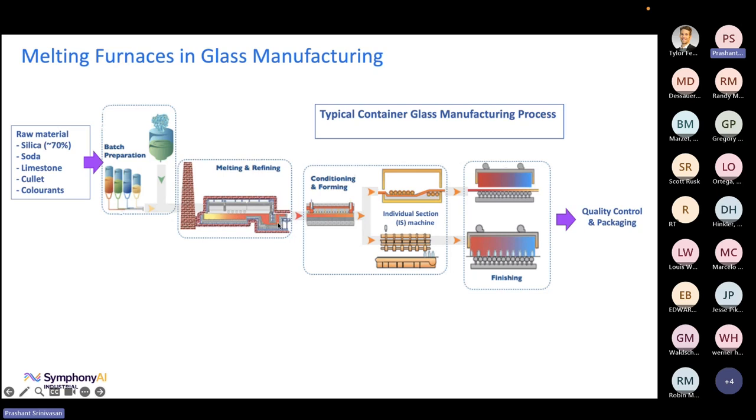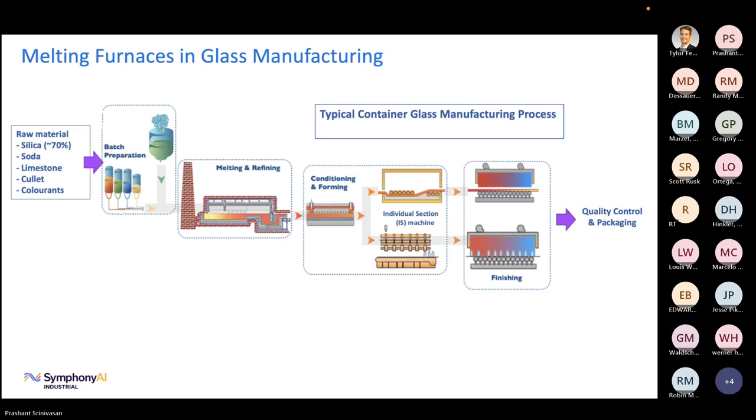Once it goes through the melting, then it comes out into a conditioning and forming unit called a forehearth. And then it finally comes out of a mold, right? So the molten glass comes out, and then it takes the shape of the final product, which could be a bottle, but it could also be fiberglass or sheet glass, right? And then you finally have an annealing process where there is a very controlled cooling that happens. And this is mainly done to make sure that the glass is not very brittle. And finally, it goes out into quality control and packaging.